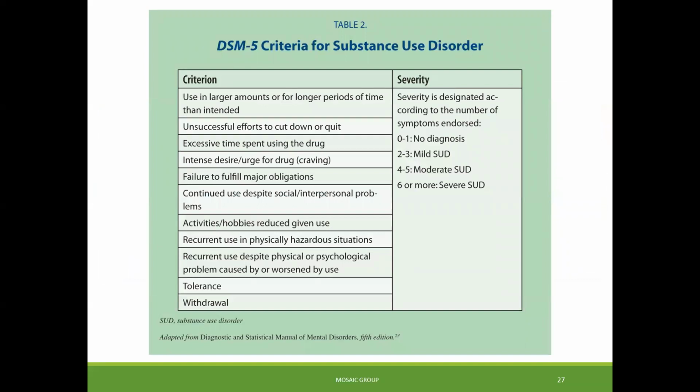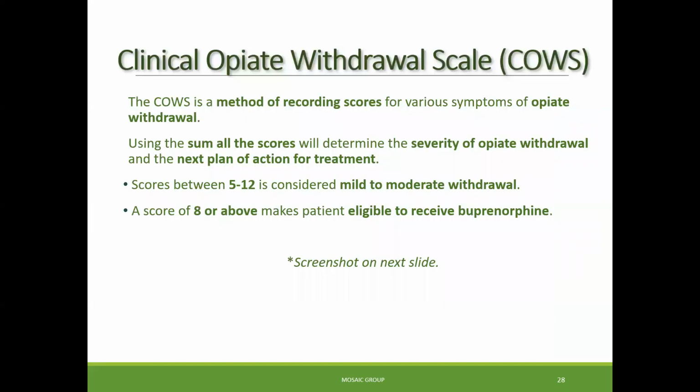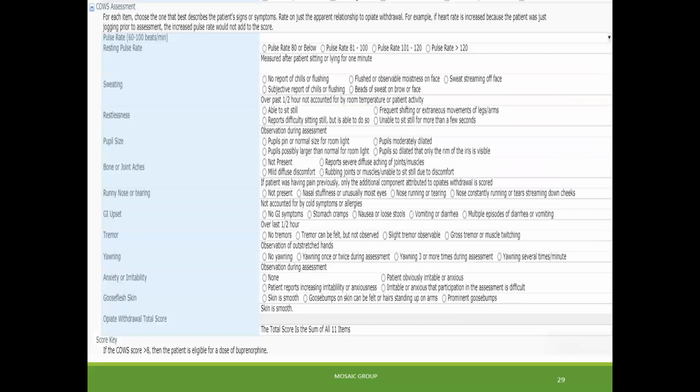A part of the MOUD initiation protocol, medications for opioid use disorder, is also to make sure the patient meets the DSM-5 criteria for a substance use disorder, which is outlined here. As I mentioned, the nursing team will be doing the clinical opiate withdrawal scale. This is a series of 11 questions that the patient can score on, and any score of 8 or higher makes the patient eligible to receive a dose of buprenorphine. Displayed here is a screenshot of the clinical opiate withdrawal scale.